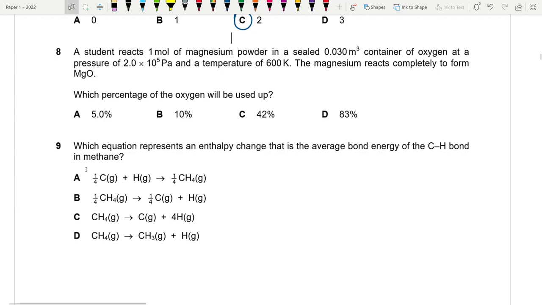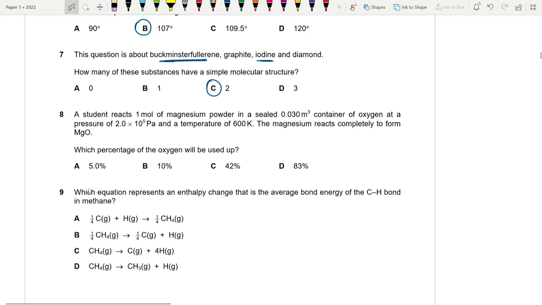8. A student reacts 1 mole of magnesium powder in a sealed 0.030 meter cube container of oxygen at a pressure of 2 into 10 power 5 pascals and a temperature of 600 Kelvin. The magnesium reacts completely to form magnesium oxide. Which percentage of oxygen will be used up? Okay. PV is equal to nRT. 2 into 10 power 5 into 0.030 is equal to 1 into 8.31 into 600.